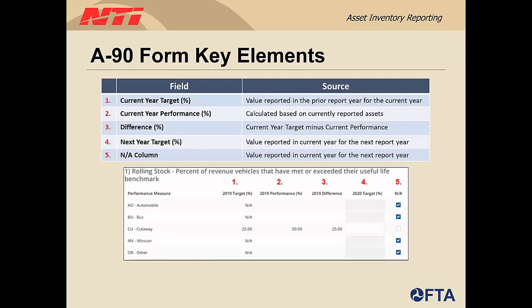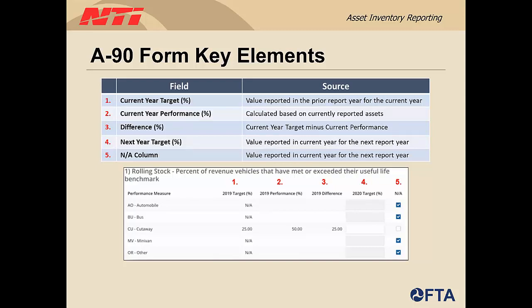The A90 form has 5 elements. We're going to go over each of those fields just so you have a better understanding of what is shown on the form and what is expected for your agency to fill out. We have our current year target, current year performance, the difference between those two values, next year's target, and the NA, or not applicable, column.